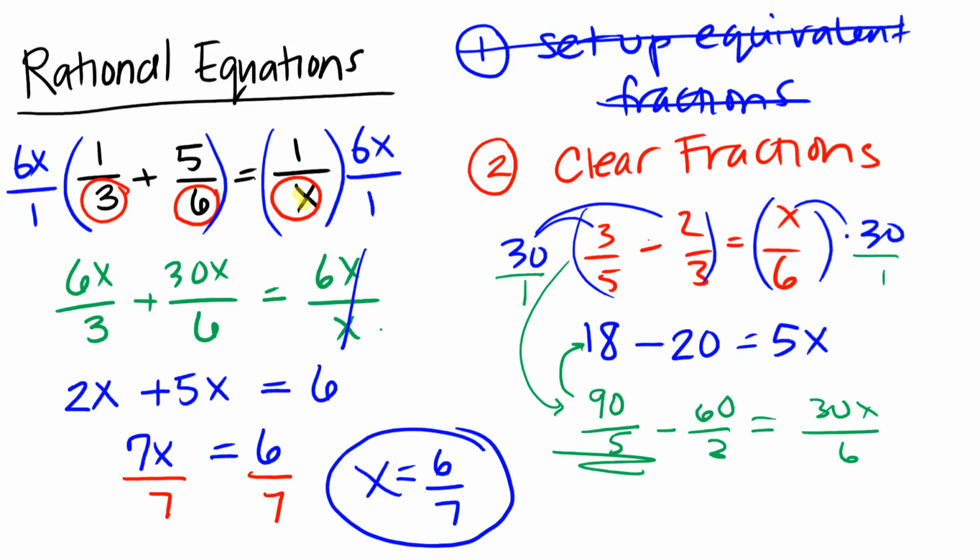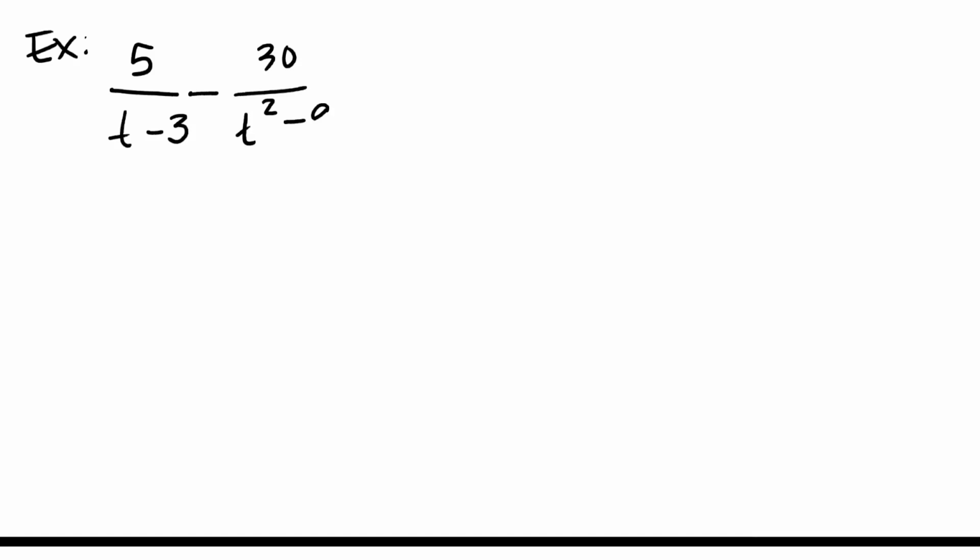So this is a little bit harder on the questions you have on that worksheet, so I'm going to do a slightly more difficult one, right? The ones on that worksheet look more like this. Which one do I want to do? I'm looking for one that's ugly enough, because I know the one on your worksheet is pretty ugly. Let's do this one. 5 over t minus 3 minus 30 over t squared minus 9 is equal to 1.